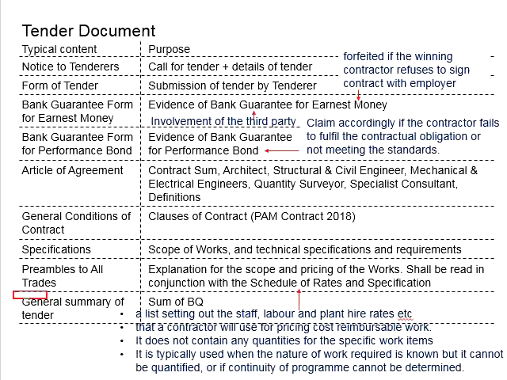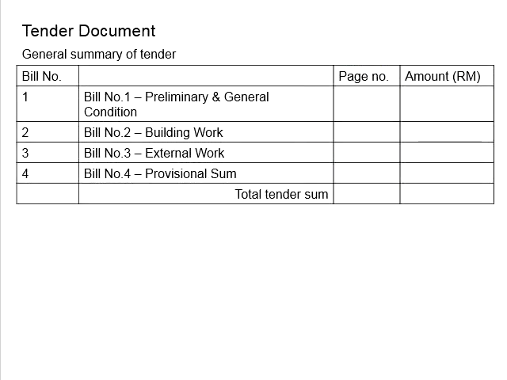Lastly, there will be the general summary of the tender. It shows the summary of the costs in accordance to the bills of quantities. This is the typical general summary of tender. There will be 4 bills. Bill number 1, preliminary and general conditions. Bill number 2, building works. Bill number 3, external work. And bill number 4, provisional sum.